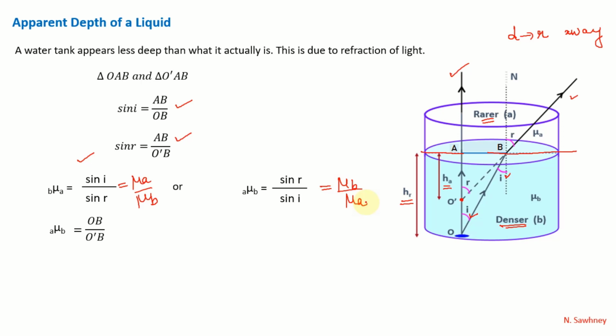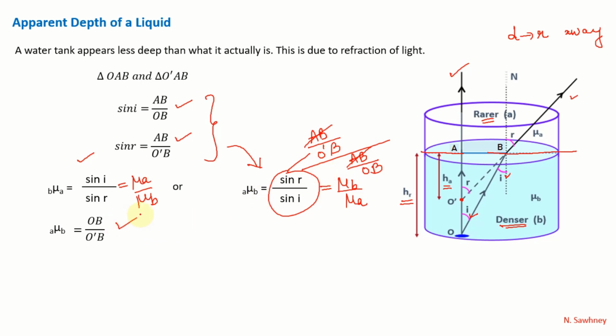Now you can put down the values of sin R and sin I from above in this equation. So sin R is AB upon O dash B. When you put down its value in this expression, it will come like this: AB upon O dash B upon sin I, which is AB upon OB. This AB will cancel and we will be left with OB upon O dash B, like this. As these angles are very small, instead of writing OB, look at the figure, we can write it as OA, that is, it is nearly equal to OA.